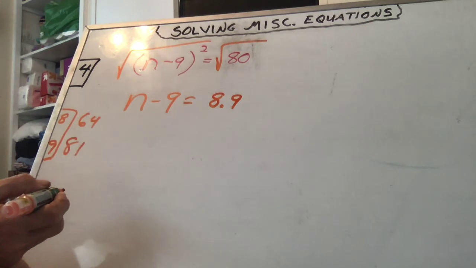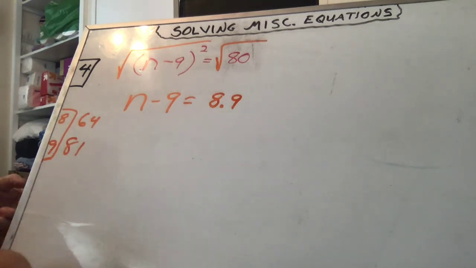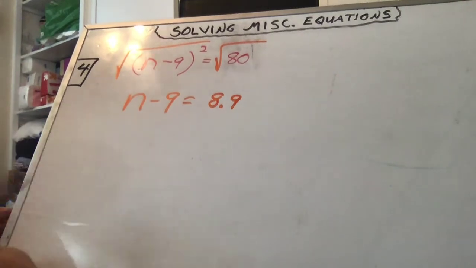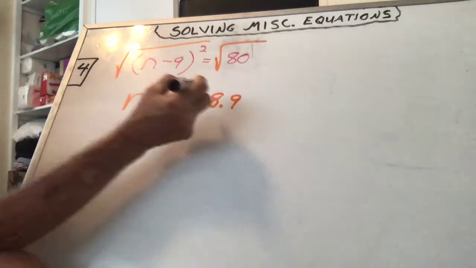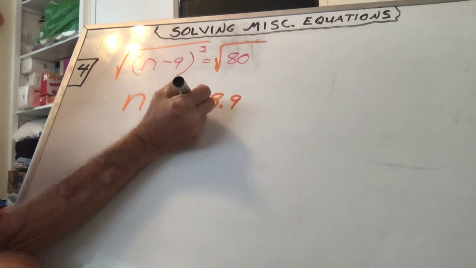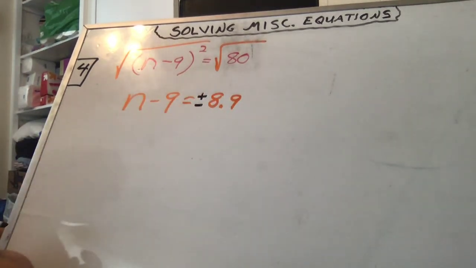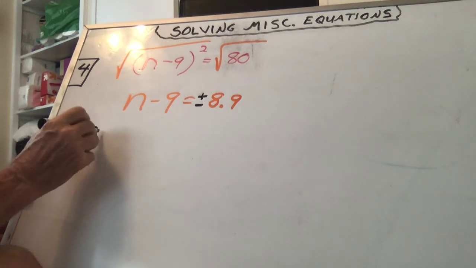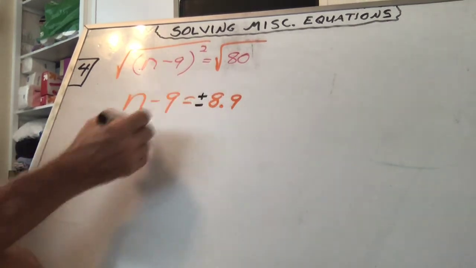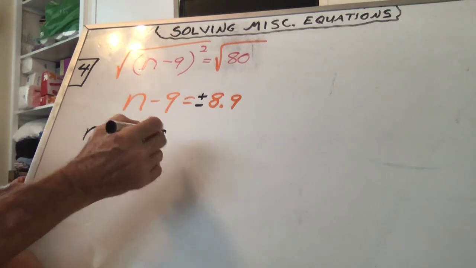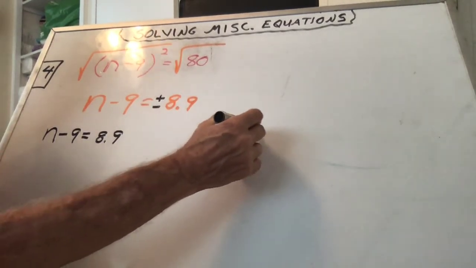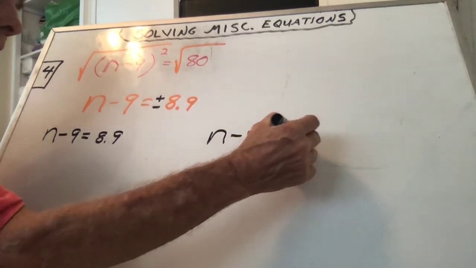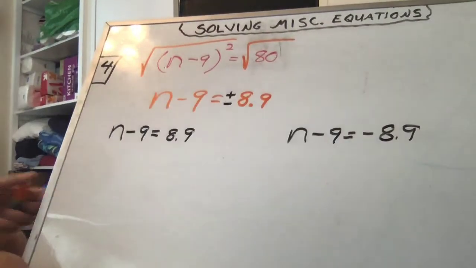Okay. All right, now this is what we learned yesterday. There's more to it than that. Every time you take a square root, there's two answers. There's a positive and a negative version. So this has two separate solutions. So we separate this into two equations. N minus 9 equals the positive version. N minus 9 equals the negative version. That's where this gets tricky. That's what algebra is like.